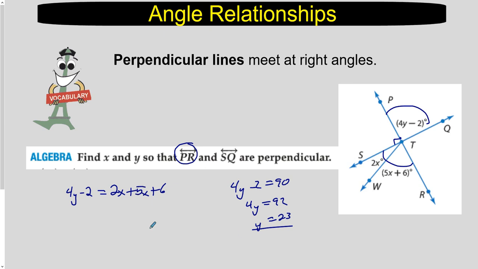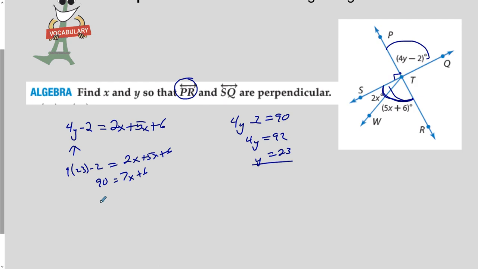Then I could take that 23, plug it in right there, and solve that guy. So 4 times 23 minus 2 equals 2x plus 5x plus 6. This is 90, which makes sense because this angle should also be 90 degrees, equals 7x plus 6. So we subtract 6 from both sides. 84 equals 7x. 84 divided by 7 will give us 12.